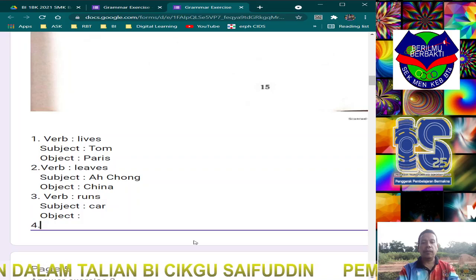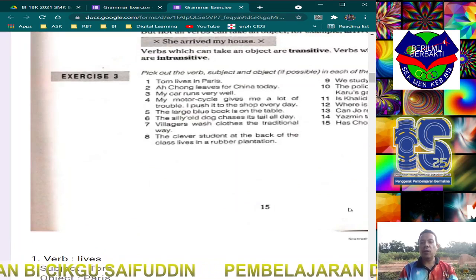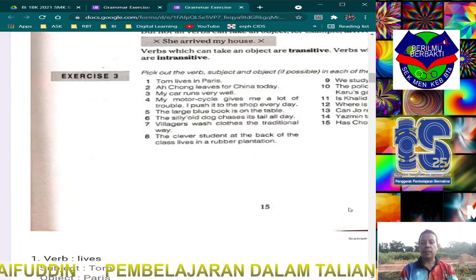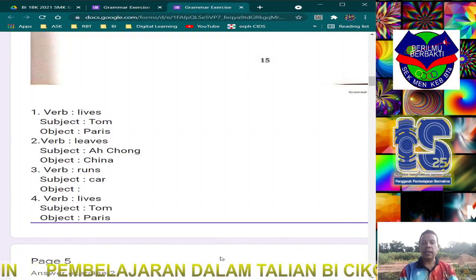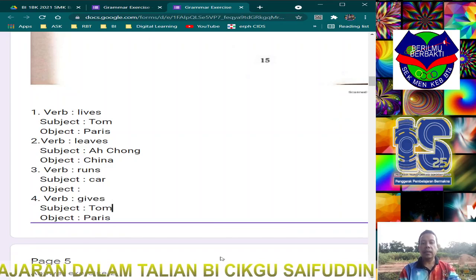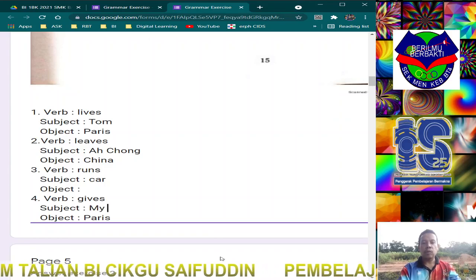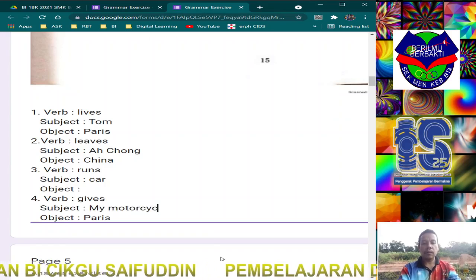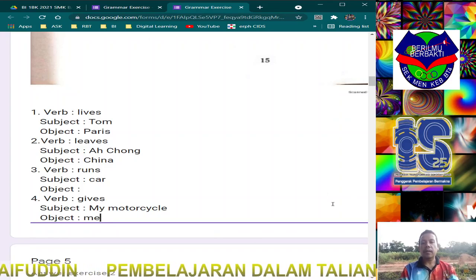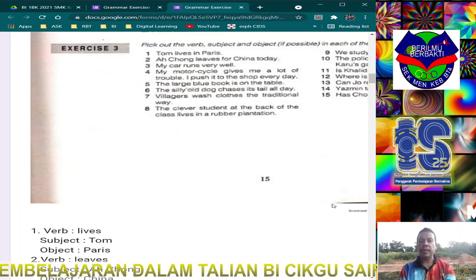Okay, nombor 4. Number 4. Apa ayat dia? My motorcycle give me a lot of trouble. Oh, ada 2 ayat kat sini. My motorcycle give me a lot of trouble. Okay, kata kerja dia ialah give. Okay, subjek dia ialah my motorcycle. Okay, objek dia ialah me. Okay, my motorcycle give me. Okay, a lot of trouble is the indirect object.